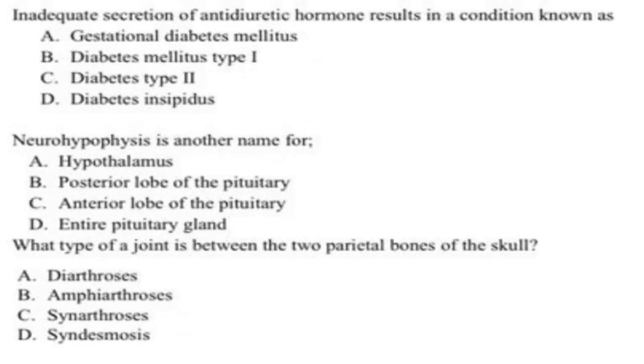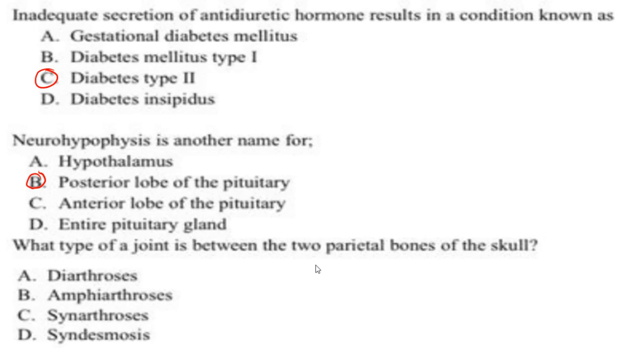Inadequate secretion of antidiuretic hormone results in a condition known as, so when there is inadequate secretion of the antidiuretic hormone, this will result in a condition which is just diabetes insipidus. Neurohypophysis is another name for the posterior lobe of the pituitary gland. So the pituitary gland has the anterior and the posterior lobe. The posterior lobe is the one which is known as the neurohypophysis.